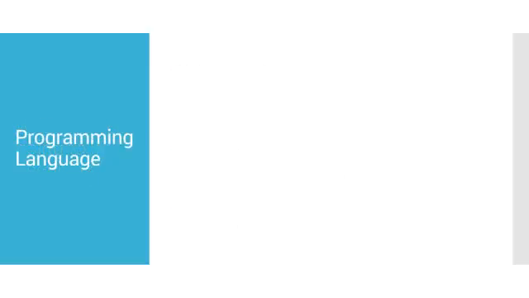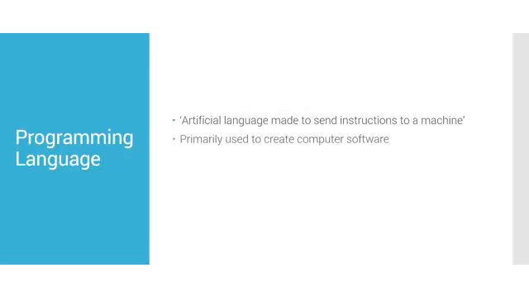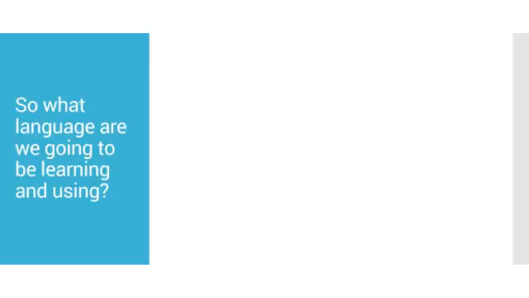So what we're going to be learning first off in this series, the first 20 or so tutorials, is something called a programming language. Now, I believe the official Google definition of a programming language is an artificial language made to send instructions to a machine. A programming language is primarily used to create computer software. The most popular programming languages that I managed to pick out were C, C#, C++, Objective-C, Java, and Python. The language we're going to be learning and using throughout the series is indeed Java, and along with Java we'll be using a library called libgdx.